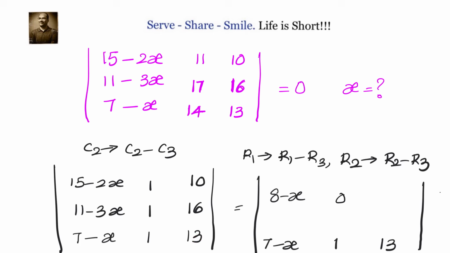Then let's go to the second row. In the second row we will have 11 minus 3x minus of 7 minus x. That is 11 minus 7 is 4. Minus 3x plus x is minus 2x. So we will have 4 minus 2x. Then we'll have 0 and then we'll have 3.